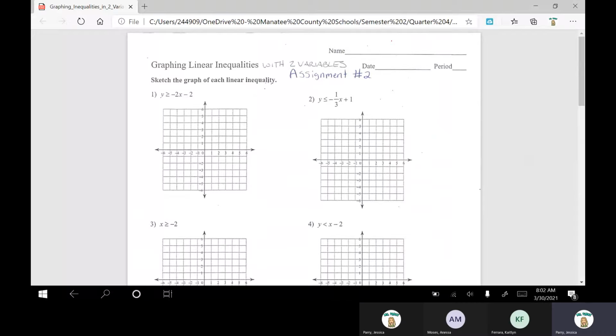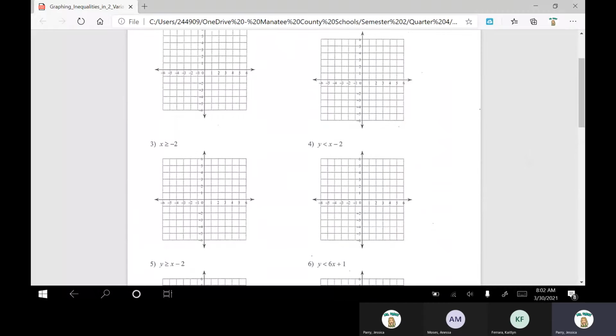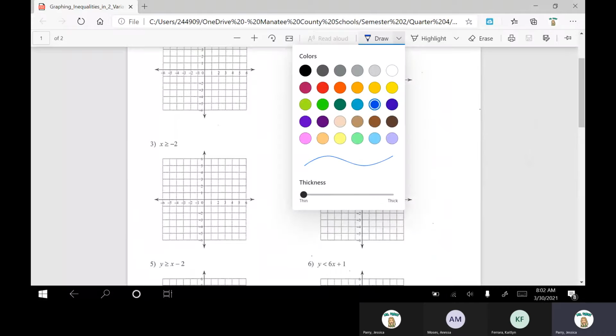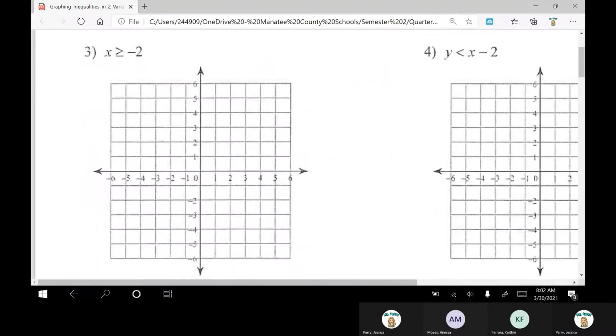But your directions for this, it says sketch the graph of each linear inequality. The first one I'm going to do here, number 3, I'm just going to go through and work on this one with you guys because it's kind of a weird one. There's only one variable for number 3. So let's go through and do this one together. And like I said, you're doing all of the first page for your assignment. So you'll also have to do number 3.